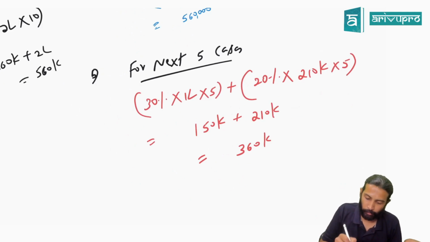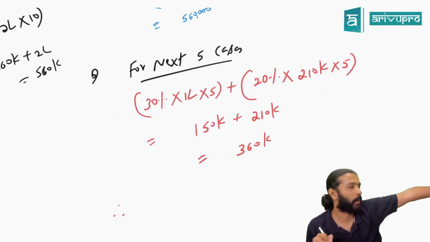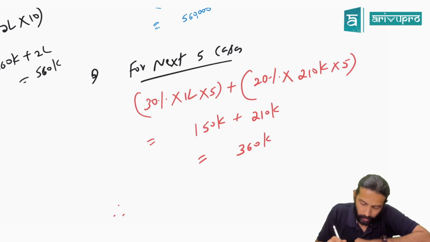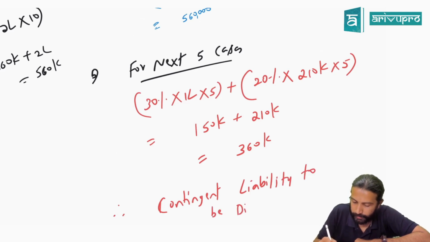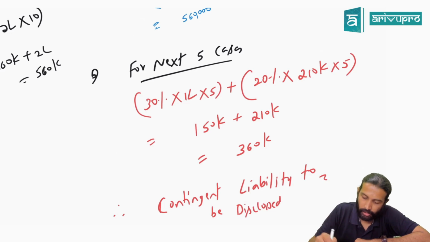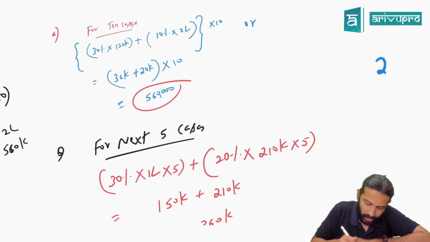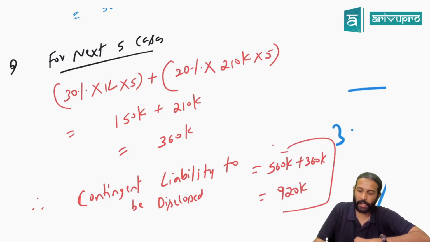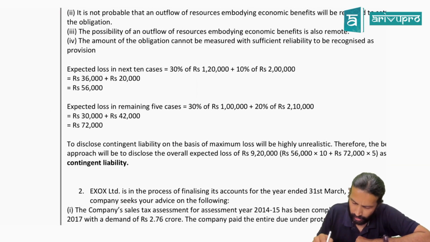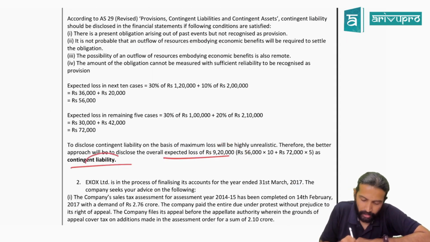But in all the cases, are we making provision or disclosing contingent liability? Therefore, contingent liability to be disclosed is totally how much, sir? In this case it is 5,60,000. In this one, 3,60,000. So 560 plus 360 will be 9,20,000. Check the answer. Have they told 920? Final answer, you just check. Disclose contingent liability of 9,20,000.